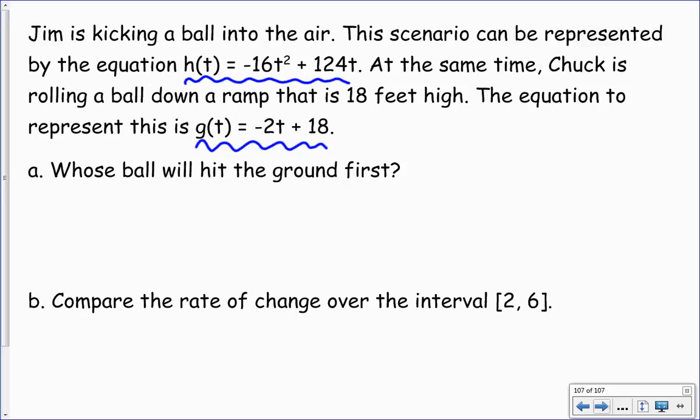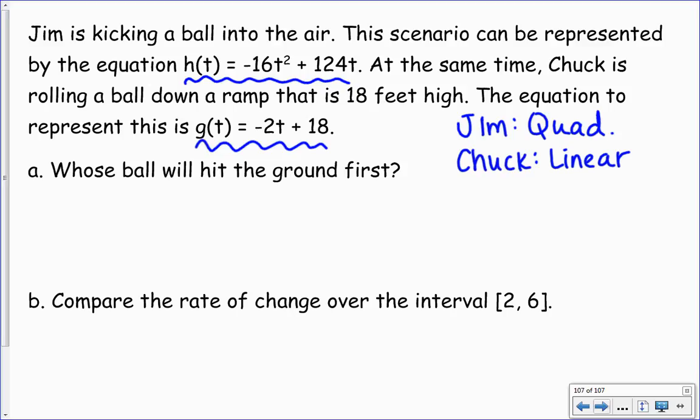Alright, so first thing I would make a note of is Jim is dealing with a quadratic. Old Chuck is dealing with a linear function. So no, that's not a typo, that's actually a linear function.